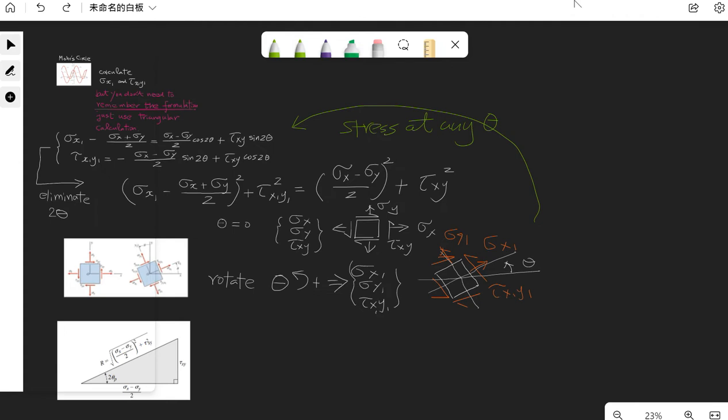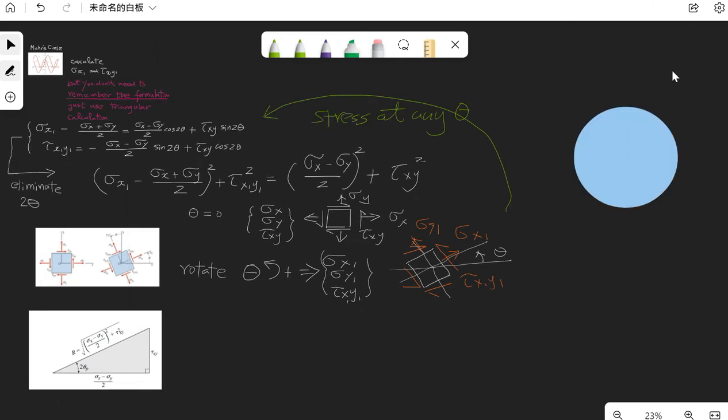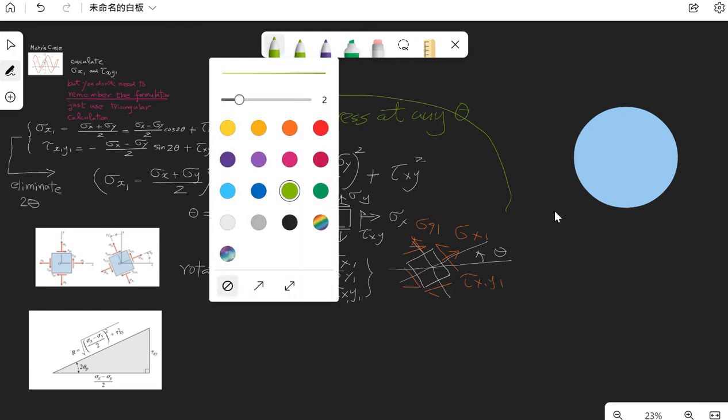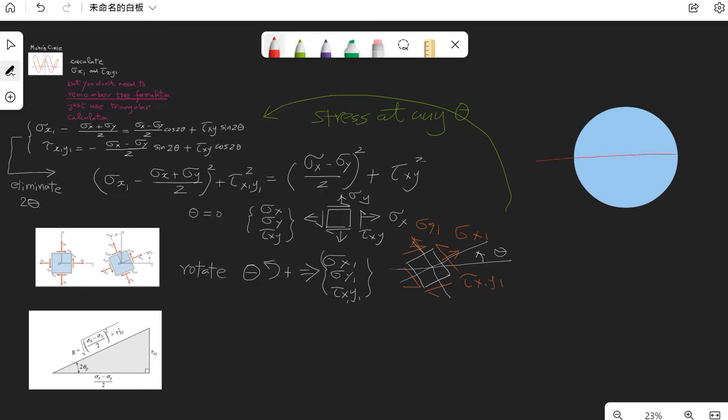Okay, so we are going to teach you what is Mohr circle. The basic idea is, if we create a circle like this, and then we give a coordinate like this.